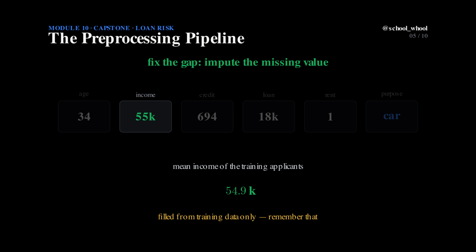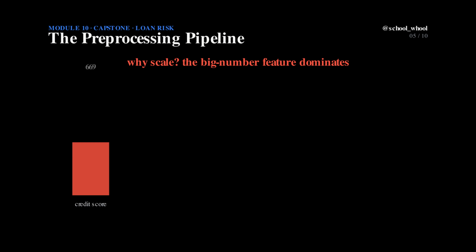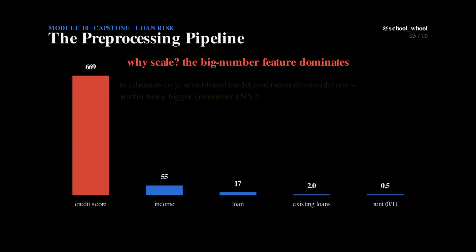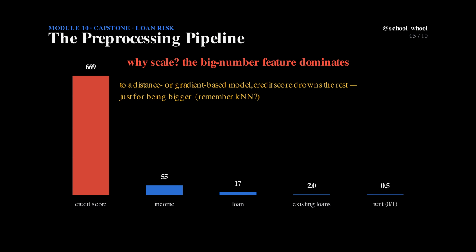Now the scales. Let's line up the raw feature sizes side by side. Credit score averages around 669. Income around 55. And the rent flag is just 0 or 1. Credit score towers over everything. To a model that measures distance or follows a gradient, that giant column drowns out all the others, not because it matters more, but simply because its numbers are bigger.